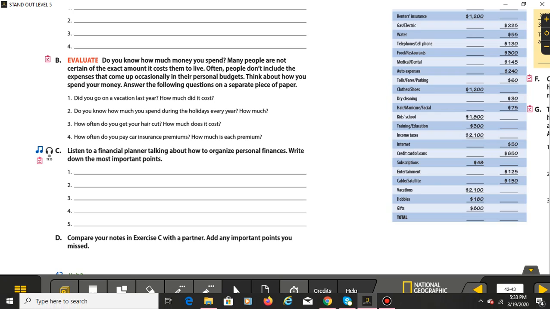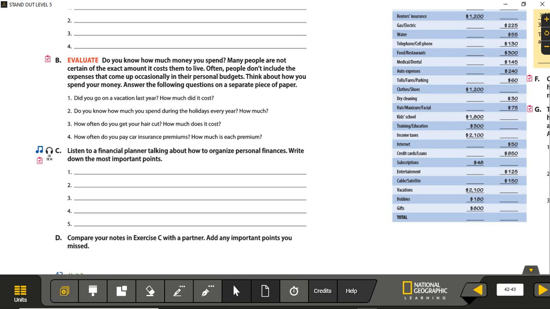I've been having trouble with these CD tracks, so I'm going to try to get this to play. You're going to listen to it, okay? And then write down the most important points.